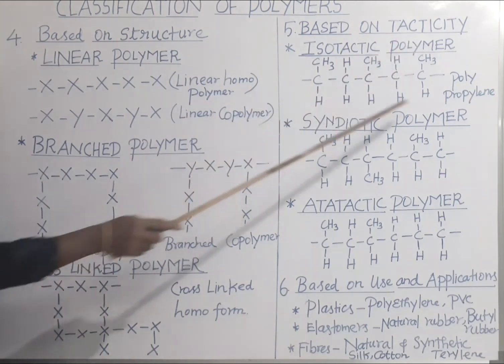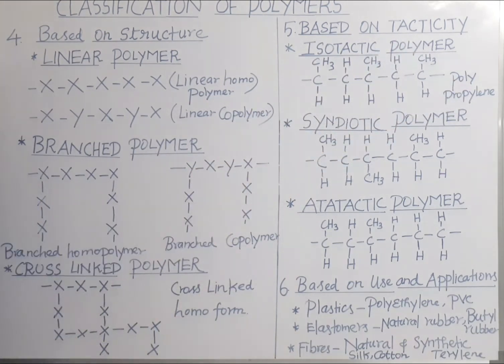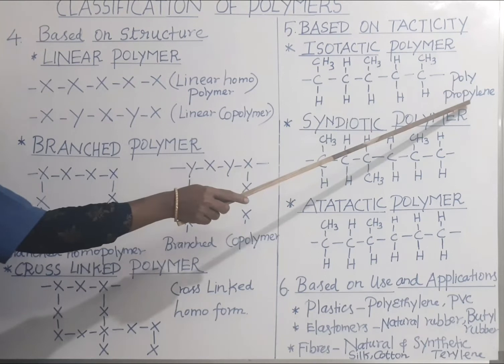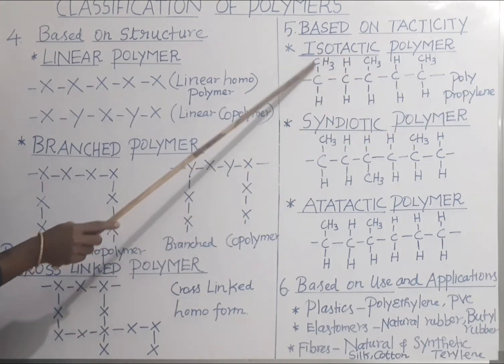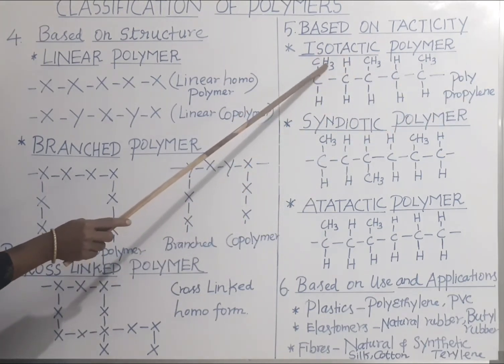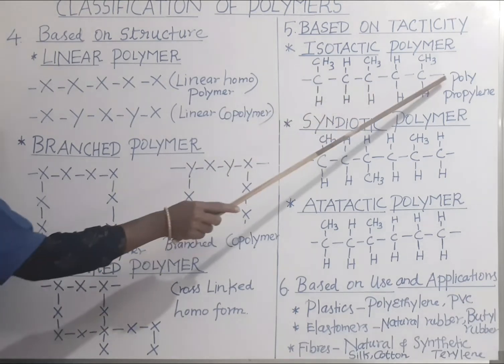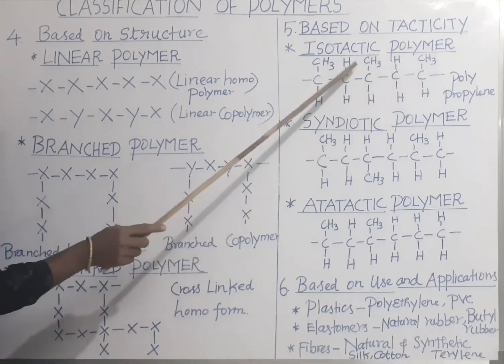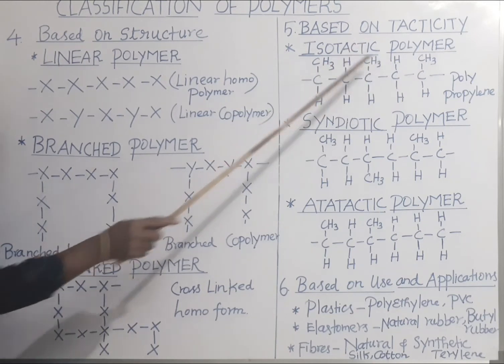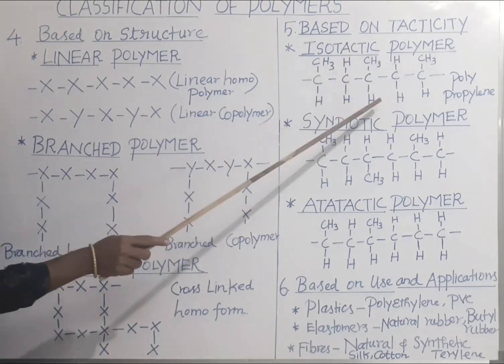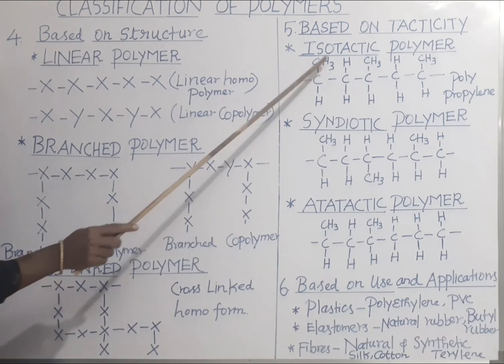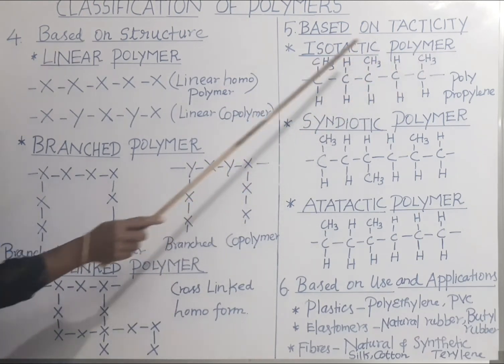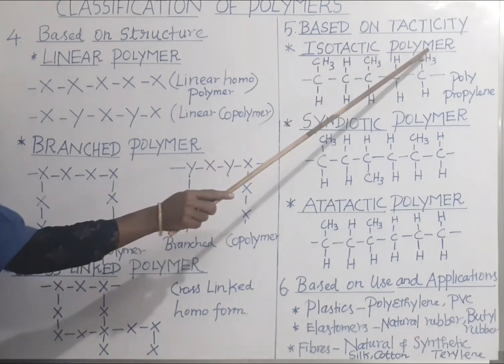Here we take the example of polypropylene. Propylene is the single monomer. It polymerizes to give a long polypropylene chain. The characteristic group of the monomer is the methyl group. See the example, it is a long polymer chain, the polypropylene chain. The methyl groups, the characteristic groups, are arranged on the same side of the polymer chain. So if the groups are arranged on the same side of the polymer chain, that polymer is an isotactic polymer.